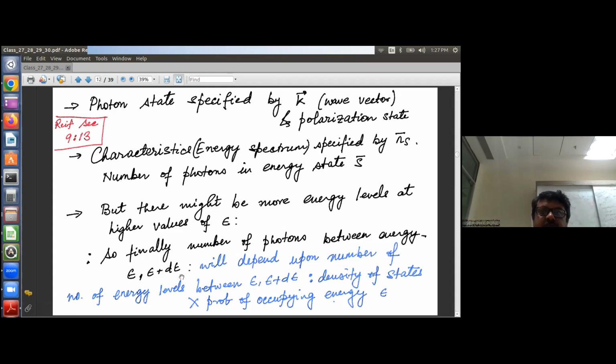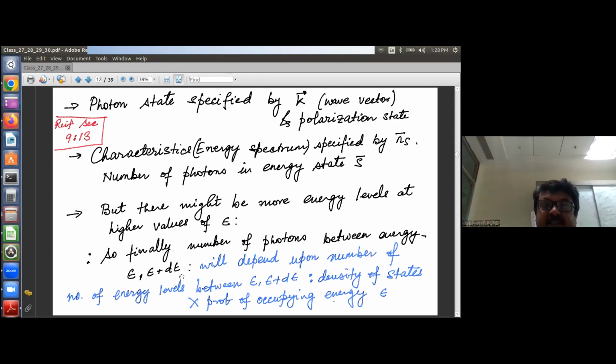N1, N2, N3, N4, N5 decide a microstate. But suppose there are many quantum levels available between, say, epsilon 14 and epsilon 15. Or between epsilon and epsilon plus d epsilon, there are many energy quantum levels available. So suppose epsilon 14 to 25 correspond to a small value of d epsilon, and more and more quantum levels are available.